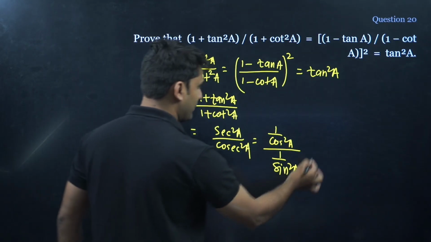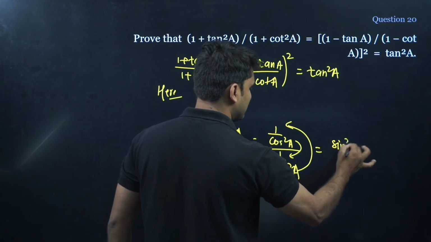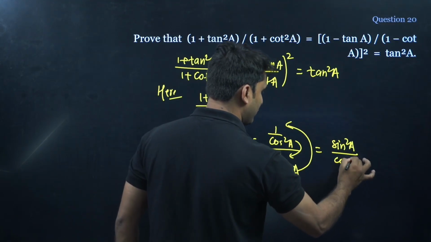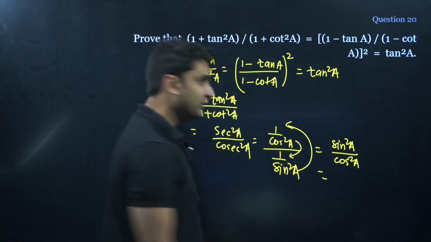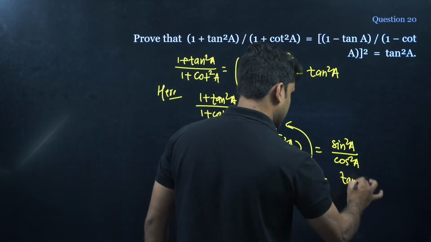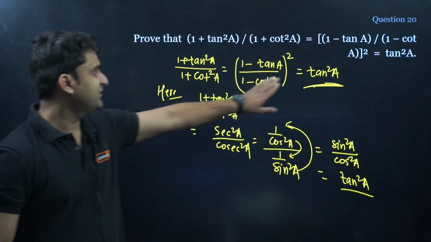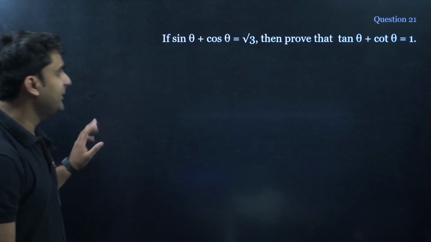Now this sin will go here and it multiplies with this. So we have sin square A divided by what? Cos square A. And do you know, guys, sin by cos is equal to tan, but here we have square, so this is tan square A, hence proved. Similarly, if you operate this, same result will come. Clear? Hence proved. Moving ahead.